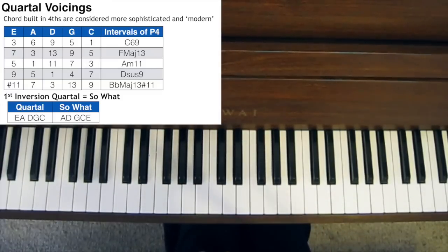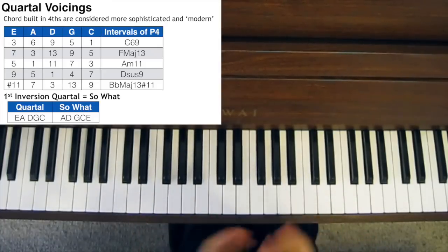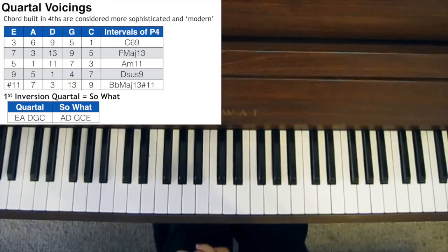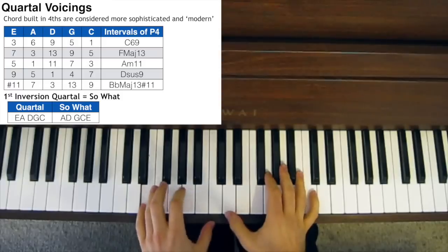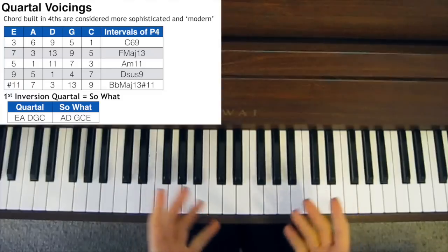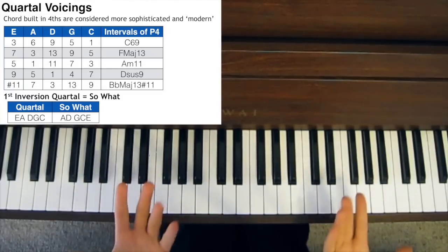And as I just mentioned, a quartal chord is very ambiguous and it can be a number of different chords at once. And I'll go through what some of those chords are in a bit. So now, even though we're building up a chord in intervals of fourths, we can still analyze that chord like any other regular chord, just using our standard harmony and theory.